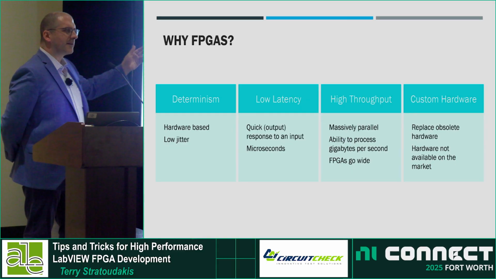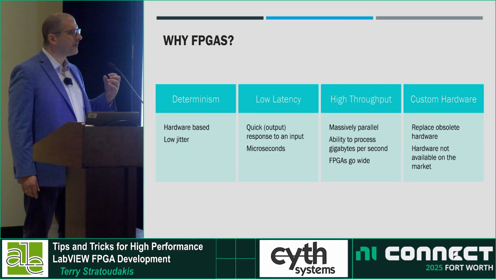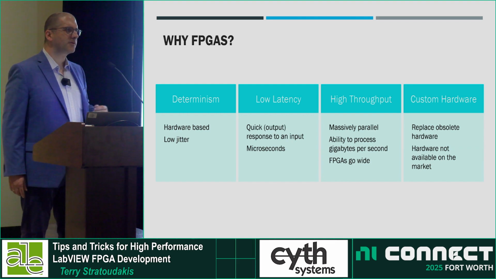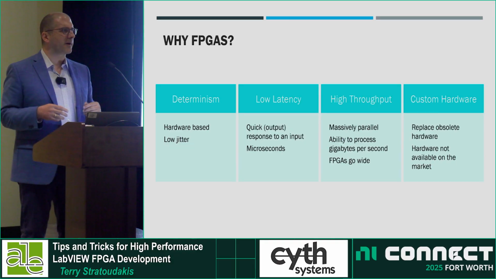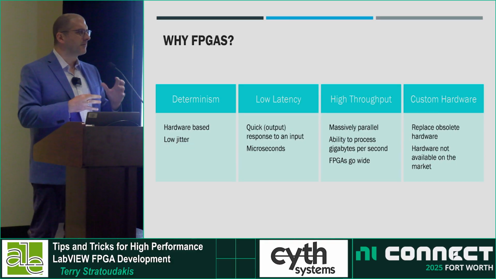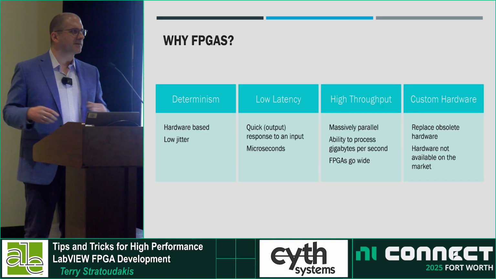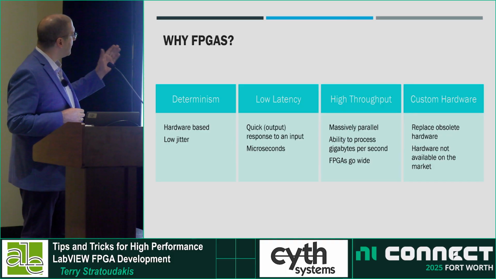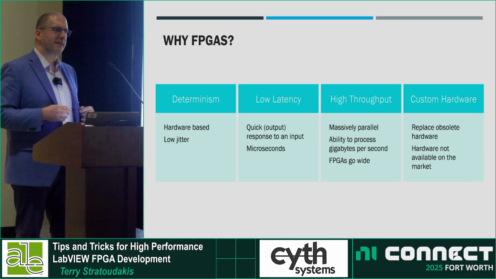And then last but not least, custom hardware. You may have an old piece of equipment from 30 or 40 years ago. They don't make those parts anymore, and you need to replace that exact piece of hardware. And you could make an ASIC, you could do other things. No one makes that hardware. You can't really buy it from anywhere because it was custom built in-house. So something that you could just replace. And FPGA is really good for that.